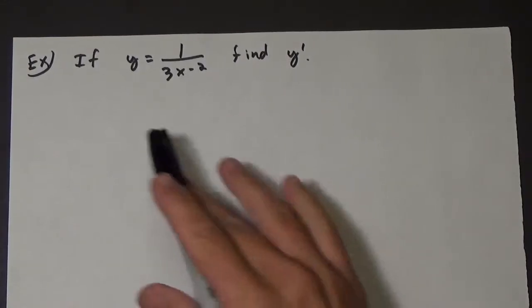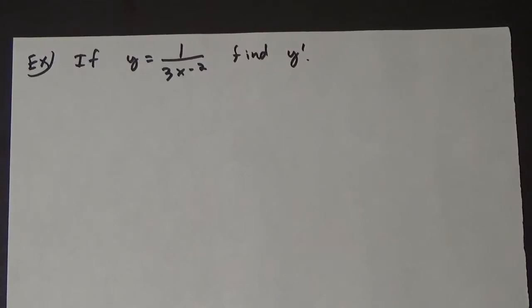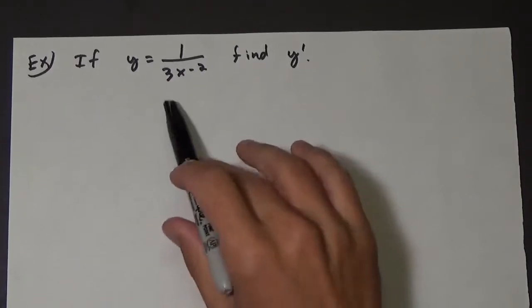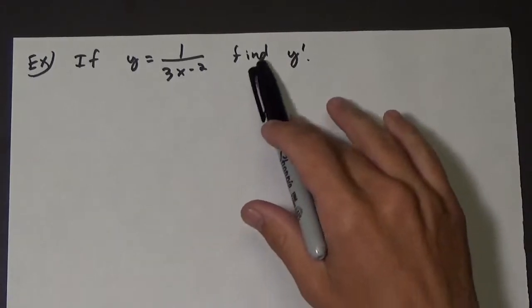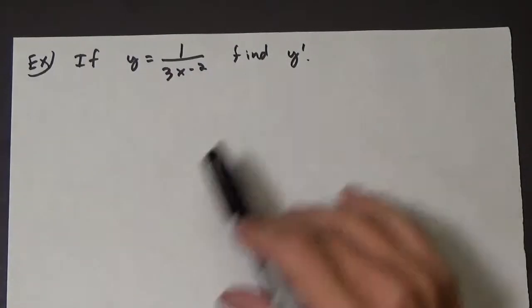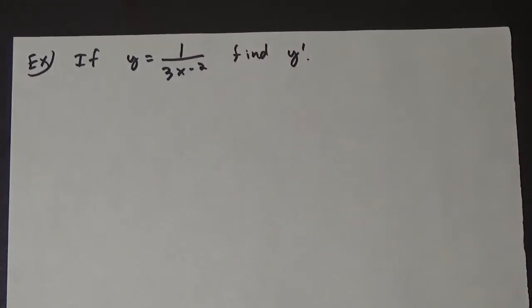In this video, we're going to continue looking at finding derivatives of functions and using our new rule, the chain rule, to help us find those derivatives. So let's start off with this example here. If y equals 1 over 3x minus 2, we want to find the derivative of that. I'm starting off with this one first because there's actually two ways we could find this derivative.